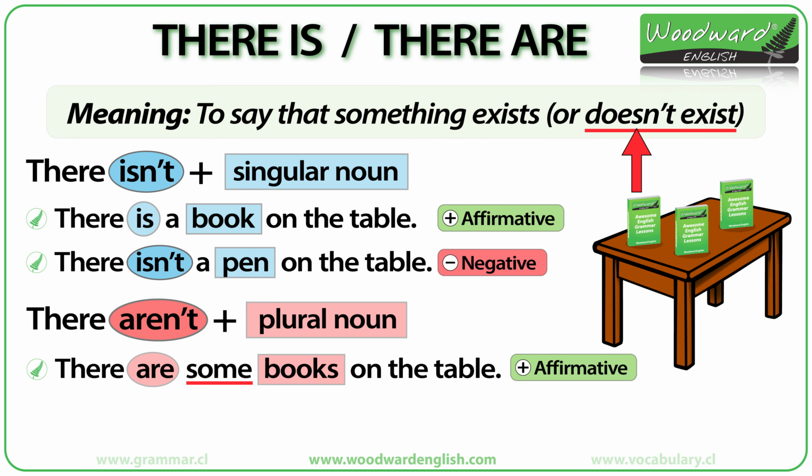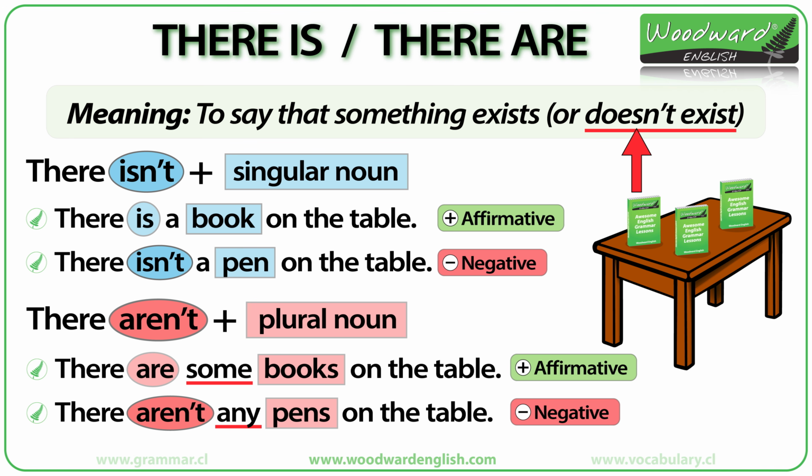There are some books on the table. This is an affirmative sentence. We don't specify the number, so we use some books. Can you see any pens on the table? No, there aren't any pens on the table. This is a negative sentence. Remember, we use any in negative sentences and not some.